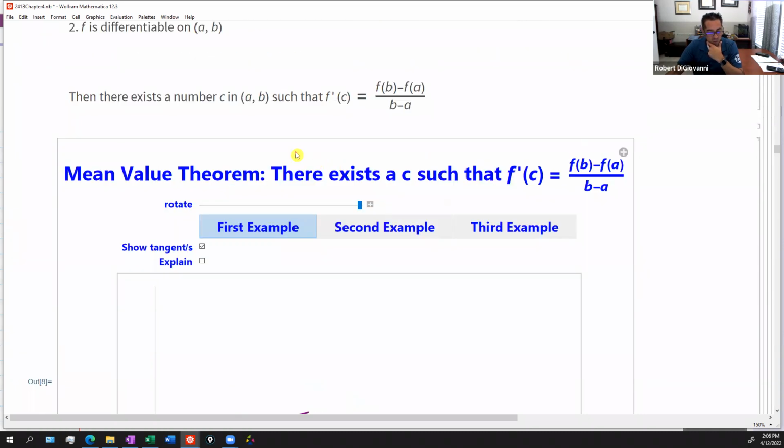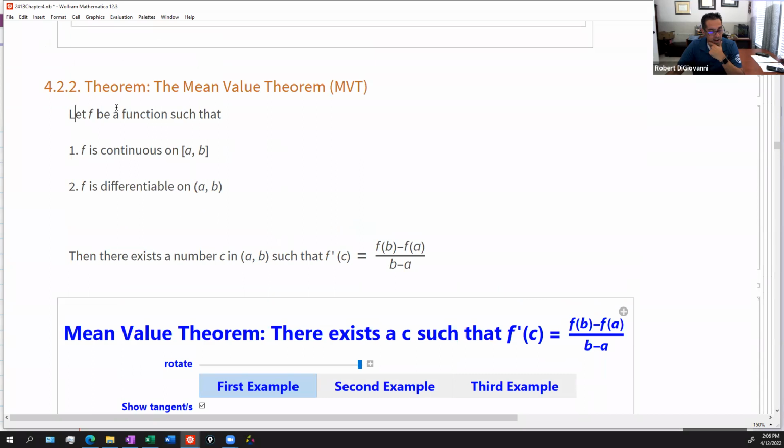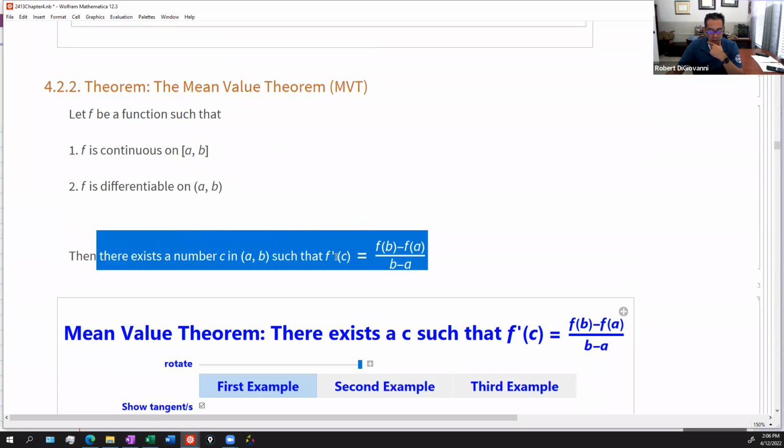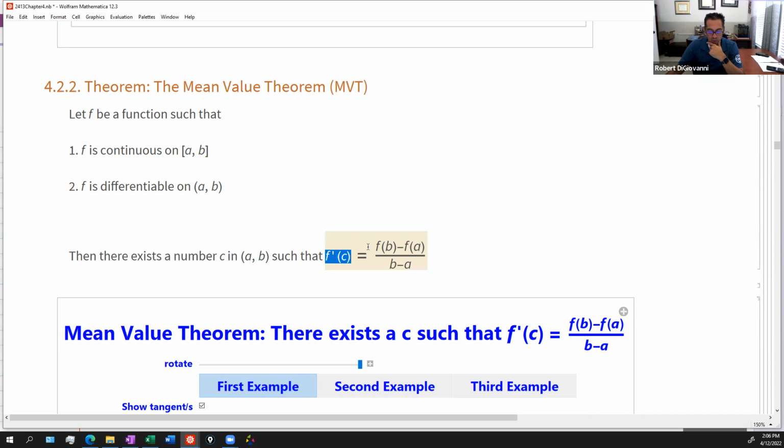So here's the actual theorem. Let f be a function such that, first, it's continuous. Okay, so we have the same condition: it has to be continuous, and it must be differentiable, so we don't have any corners or cusps. Then there exists a number c such that the derivative is equal to this.